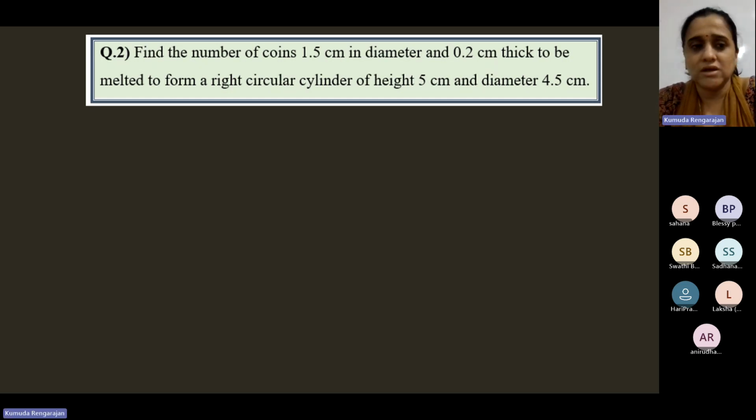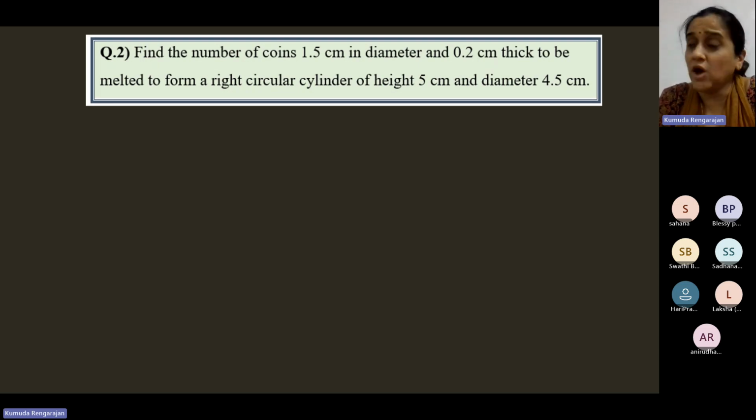0.2 centimeters thick, to be melted to form a right circular cylinder of height 5 centimeters and diameter 4.5 centimeters. So again, for the new cylinder, radius and height are both given. For the coin, radius and height are given.